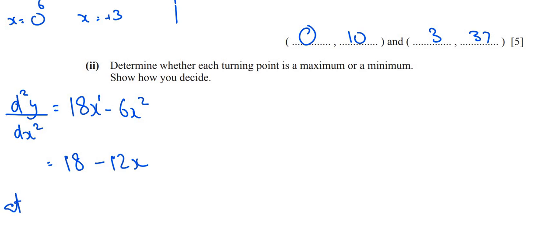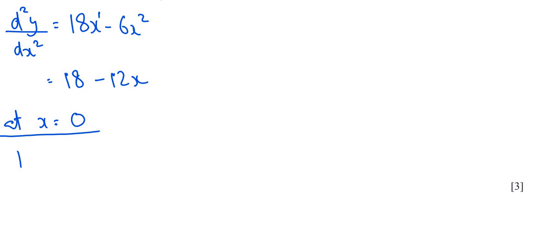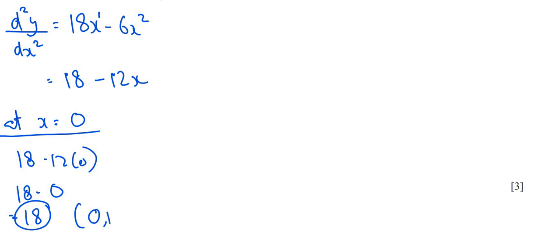So at x is equal to 0, when I plug in the value of 0, this will become 18 minus 12 multiplied by 0, 18 minus 0 is equal to 18. Alright, since this is a positive number, it means the coordinates (0, 10) are minimum.